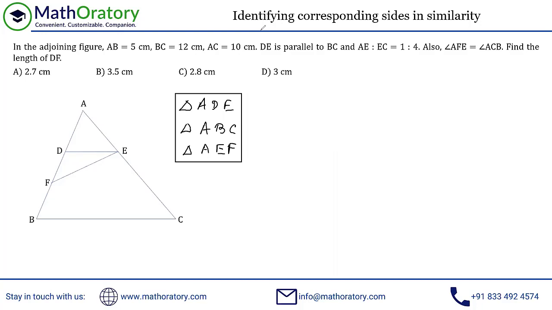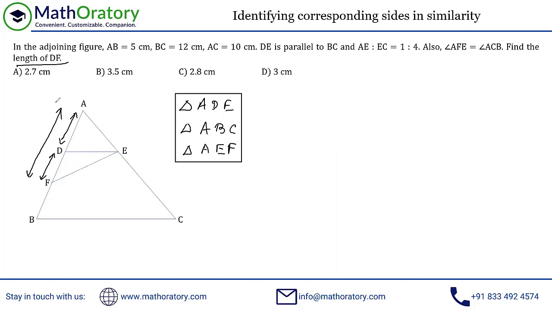Now, let's look at the objective first. We are looking for the length of DF. This DF is not part of any of these three triangles, right? So let's not overcomplicate here. But notice that AF is part of this AEF triangle, and AD is part of this ADE triangle. So if I can figure out the lengths of AD and AF, just by taking a difference, I can figure out DF, right? So let us try to do that.